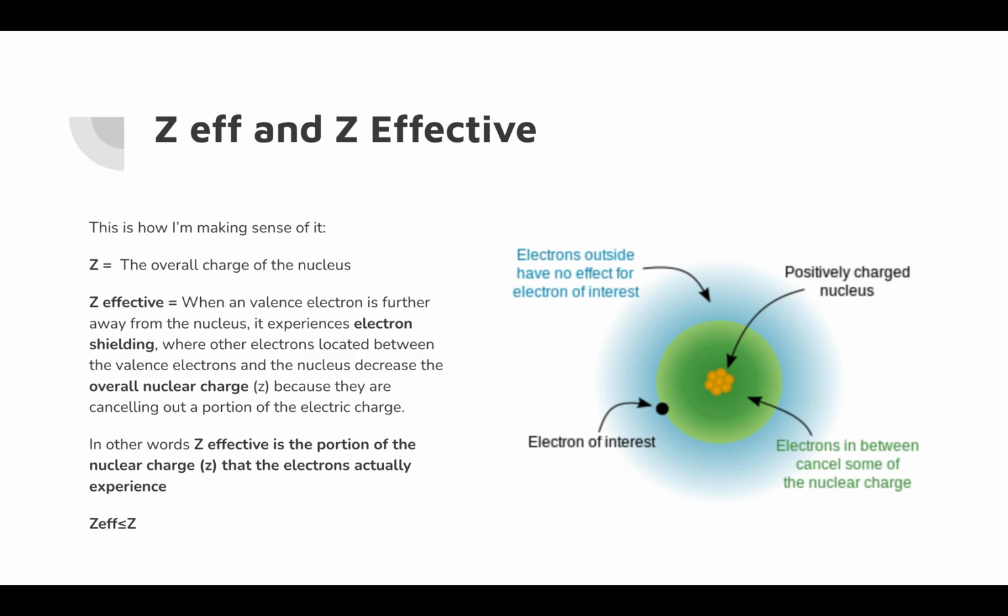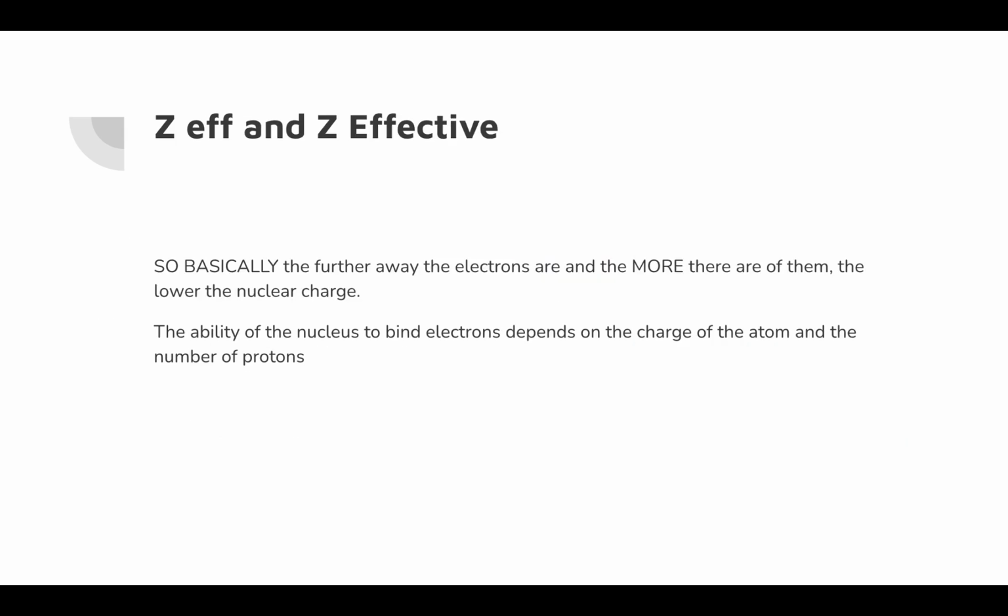Okay, moving on. So basically, the further away electrons are, and the more there are of them, the lower the nuclear charge. The ability of the nucleus to bind electrons depends on the charge of the atom and the number of protons that we have.